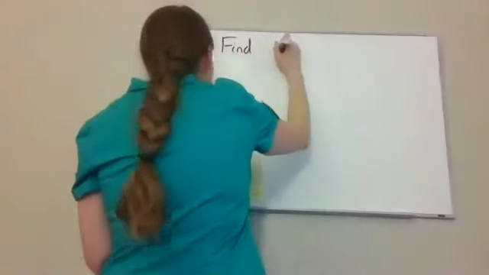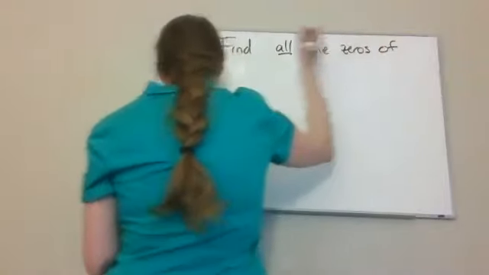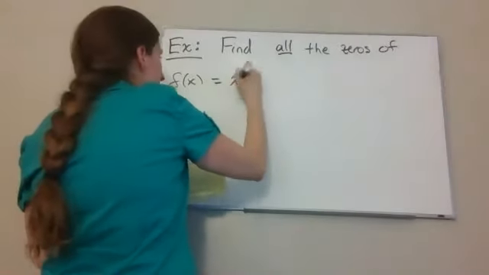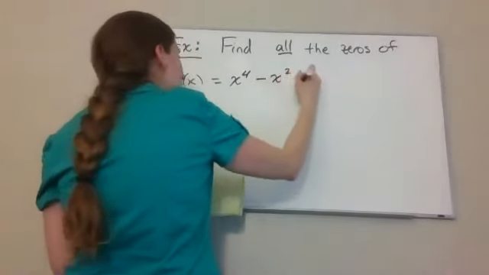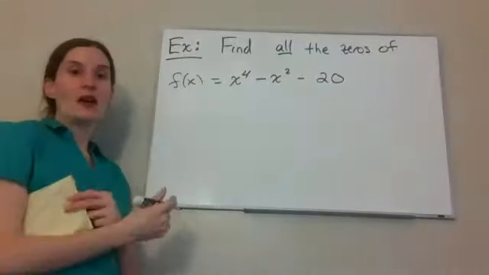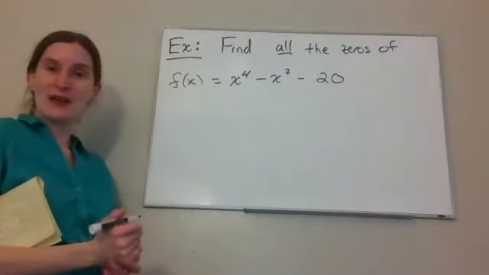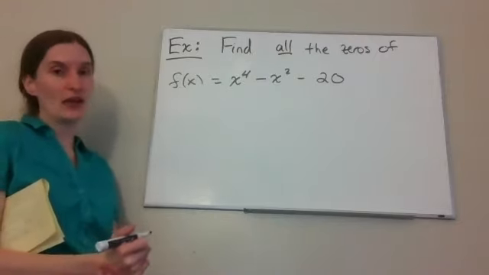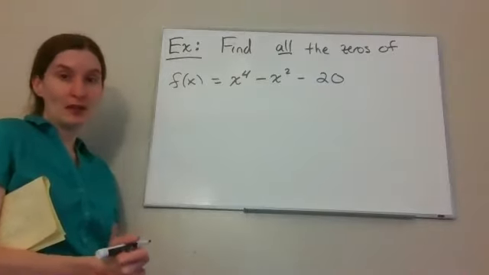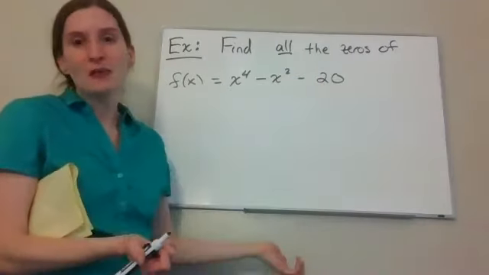Let's do another one. Find all the zeros of the polynomial f of x equals x to the fourth minus x squared minus 20. Now, this particular one, I would jump directly to factoring. Now, you might be wondering how you're going to factor that. This does not look exactly like a quadratic equation. And you're right, it's not quite there, but it's very, very similar. If this looked like an x squared minus x minus 20, we'd be good to go.